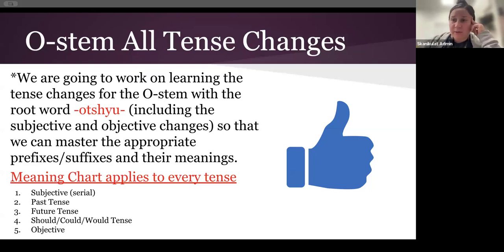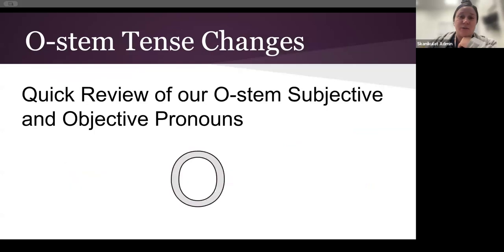So the changes that we're going to go through, or the conjugations, are going to be the subjective or the serial, the past tense, the future tense, the should, could, or would tense, and the objective. So if you've been learning along with the previous A and C stem tense changes, this shouldn't be super new information. It's just new because it's an O stem, but you should be familiar with the prefixes to tense changes, especially in the past, the future, and the should, could, or would.